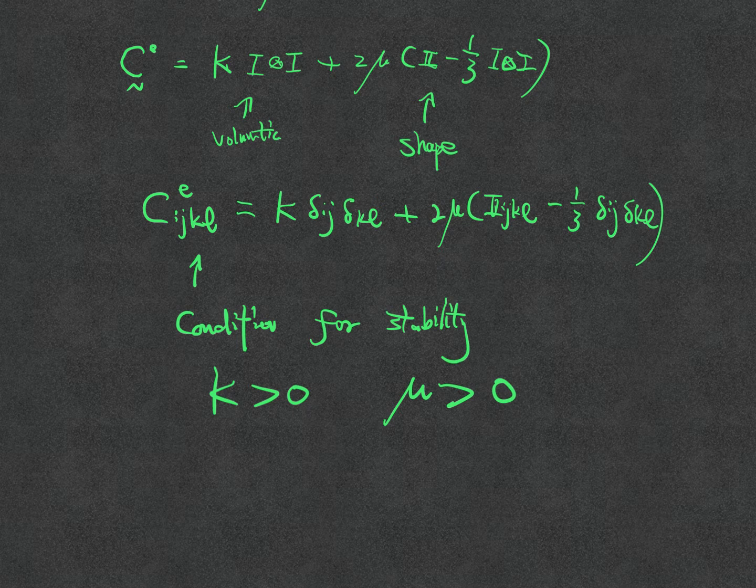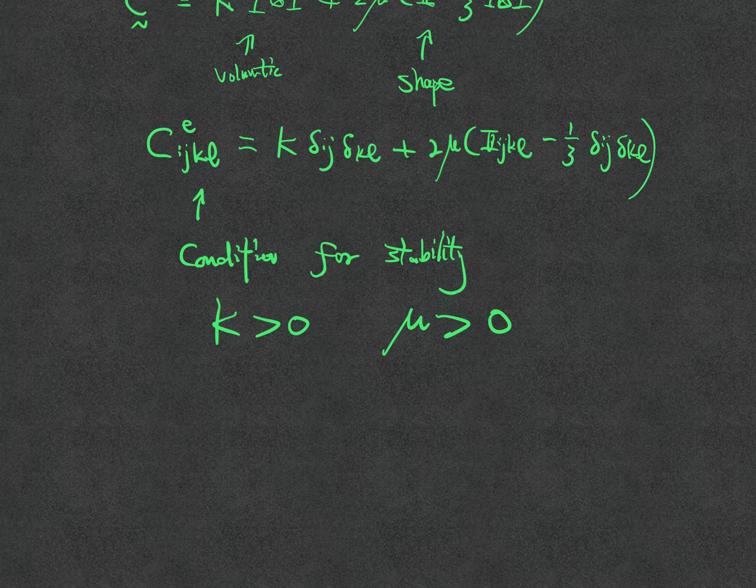But water, for example, if you try to send a compressive wave through water, it should be almost instantly able to propagate from one side to the other side. Gas, on the other hand, is compressible, I mean in most cases. Okay, not going too far away. So in order to guarantee C^E is positive definite, you only need the bulk modulus and the shear modulus to be greater than 0.